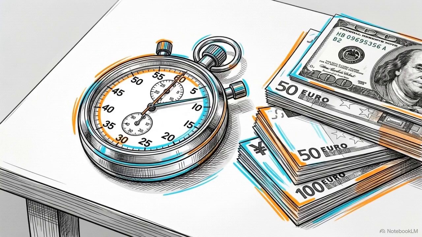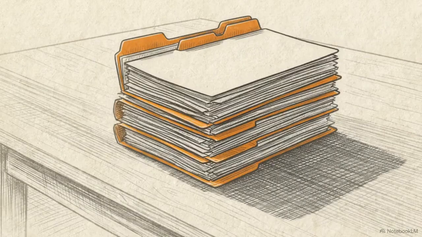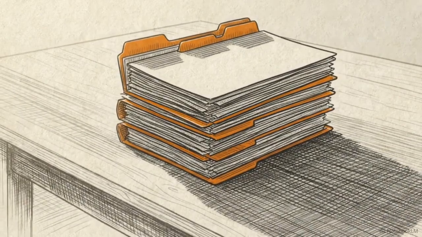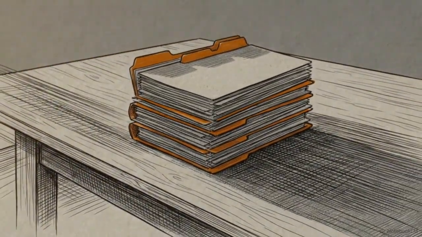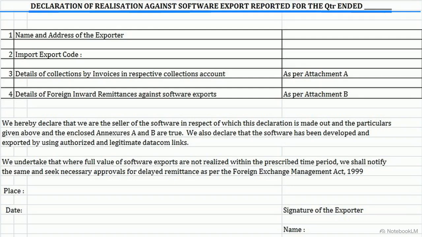Once your overseas client pays, you are on a clock. FEMA regulations dictate that those funds must be realized and repatriated to India within exactly 9 months of the export date. This form is the master summary sheet of the quarterly realization report you submit to your AD bank to prove repatriation. Notice the top rows where you fill in your exporter name and IEC code.